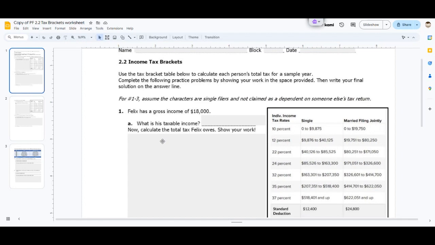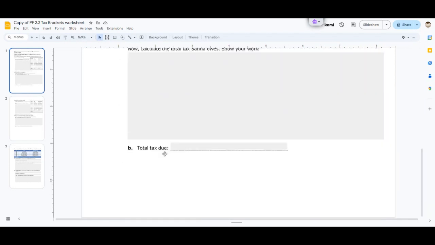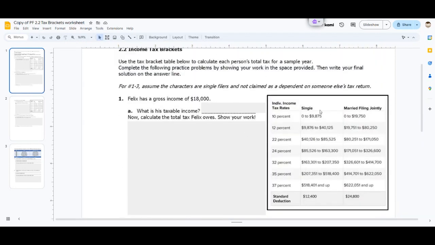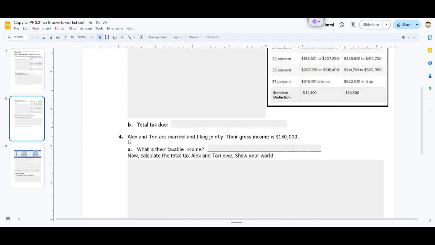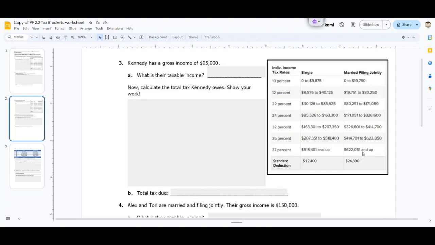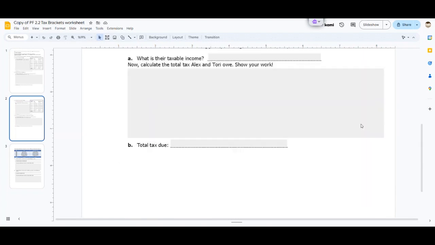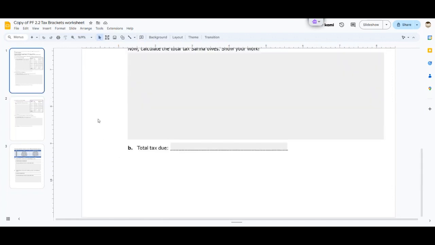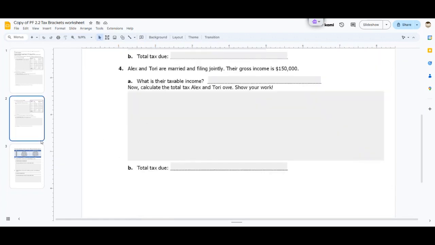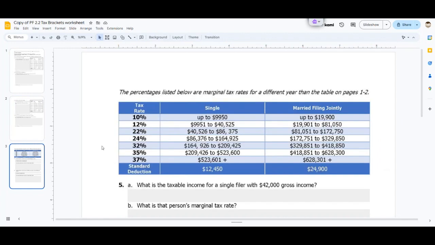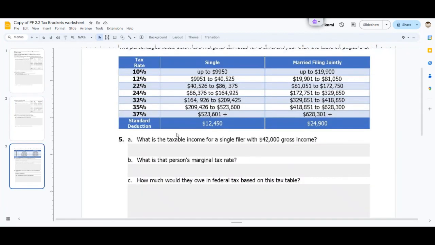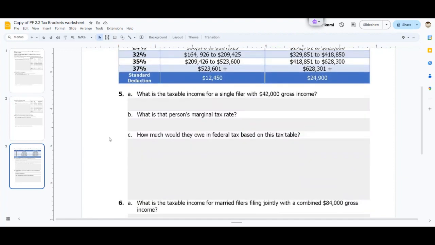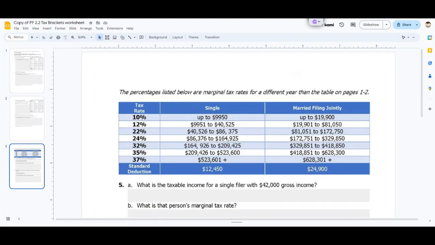All right. So for questions 1 through 3, again, you're using this and you're assuming that they are single filers. All right. And then for number 4, you've got Alex and Tori. They're married and filing together. So you'll use the married filing jointly table. So just 4 practice problems again, doing those tax tables, calculating those taxes, and then finally, just questions on the general understanding of these tables. All right, on page 3. So you've got those to get through.